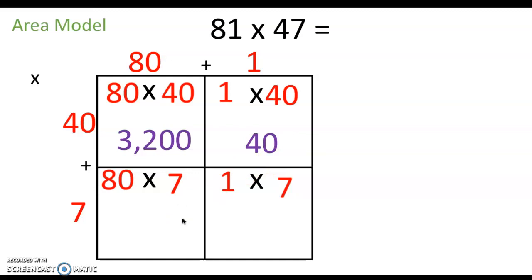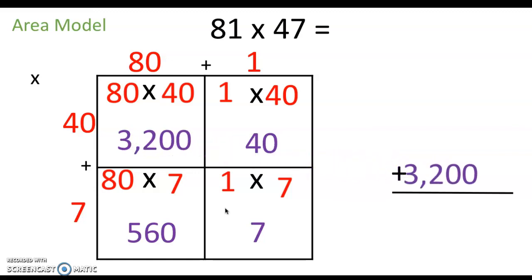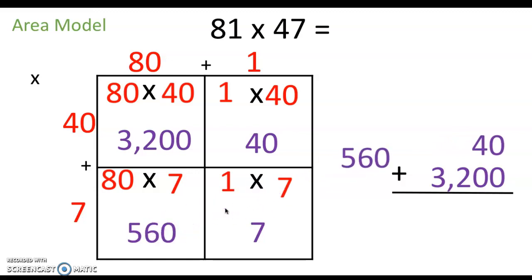Next one, we have 80 times 7. So 8 times 7 is 56. Then let's add on a 0, making it 560. Then in our last box, 1 times 7, well, anything times 1 is going to be itself, so that would be a 7. Then let's add up our place values. Make sure you write big enough and that you line up your place values. So I'm going to start off with my number that is the biggest, and then add up all the other numbers.